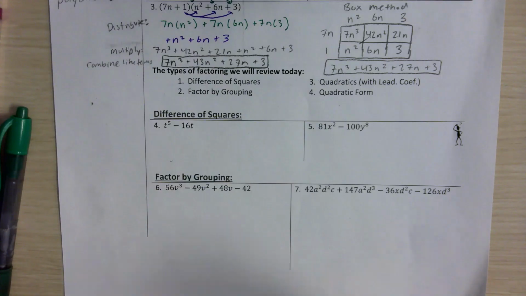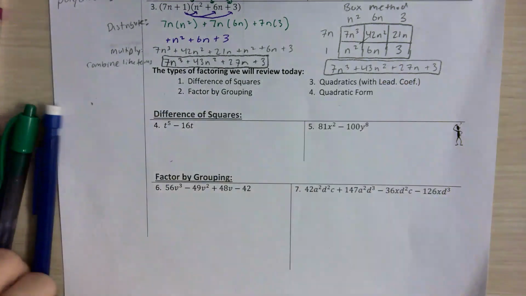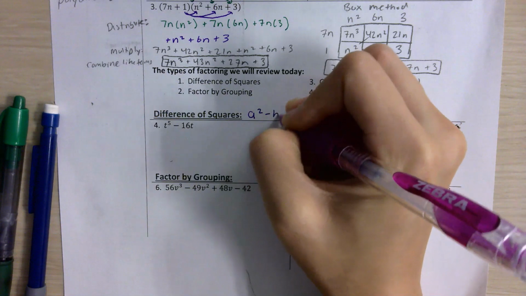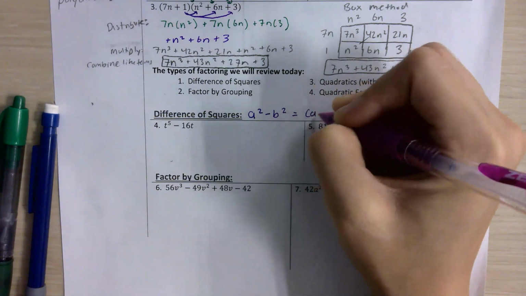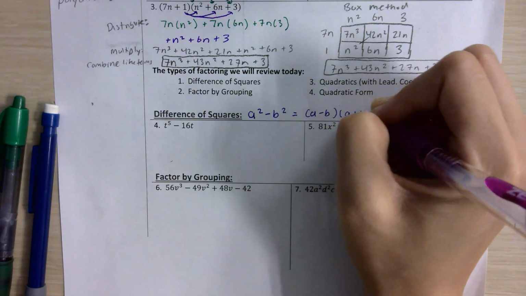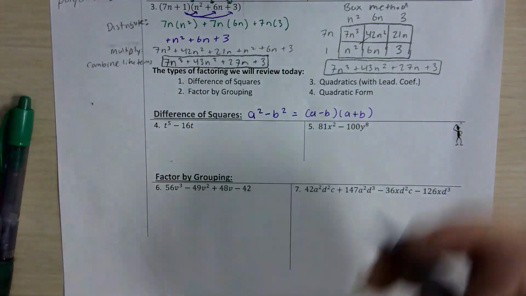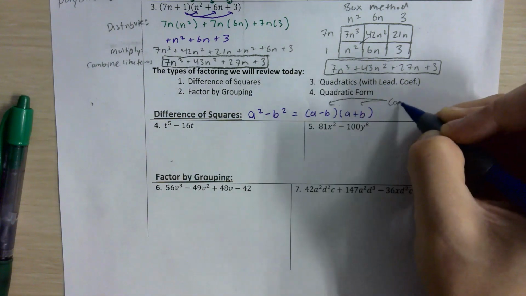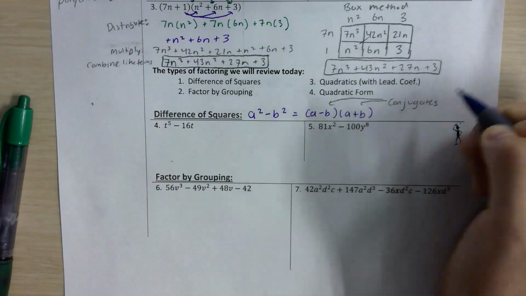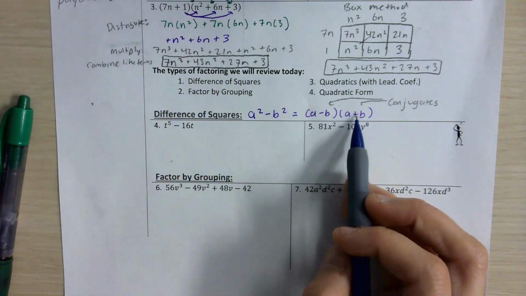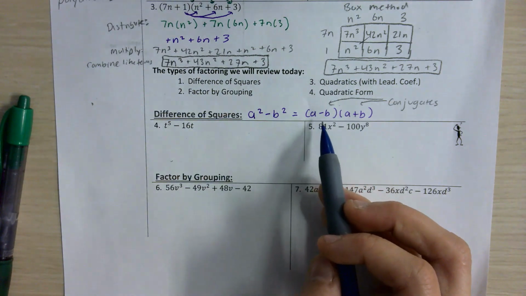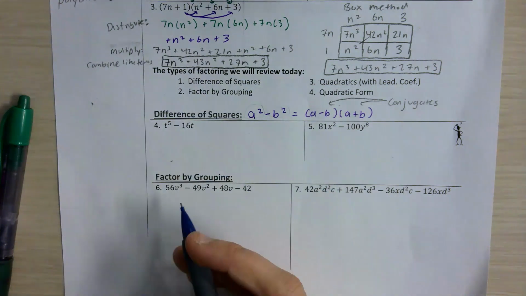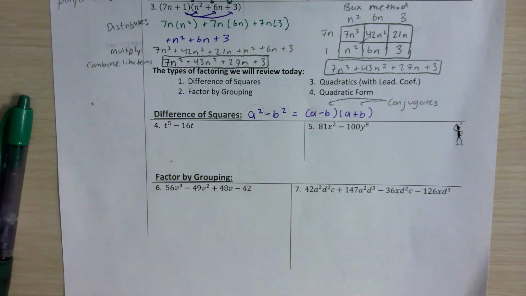So difference of squares, we have a squared minus b squared equals a minus b, a plus b. This is a vocab word, but these are conjugates. A conjugate is when one of them has the plus sign between them and the other has the minus sign. And if you ever see something that can be broken down into squares, you can do the difference of squares. So let's take this one over here.